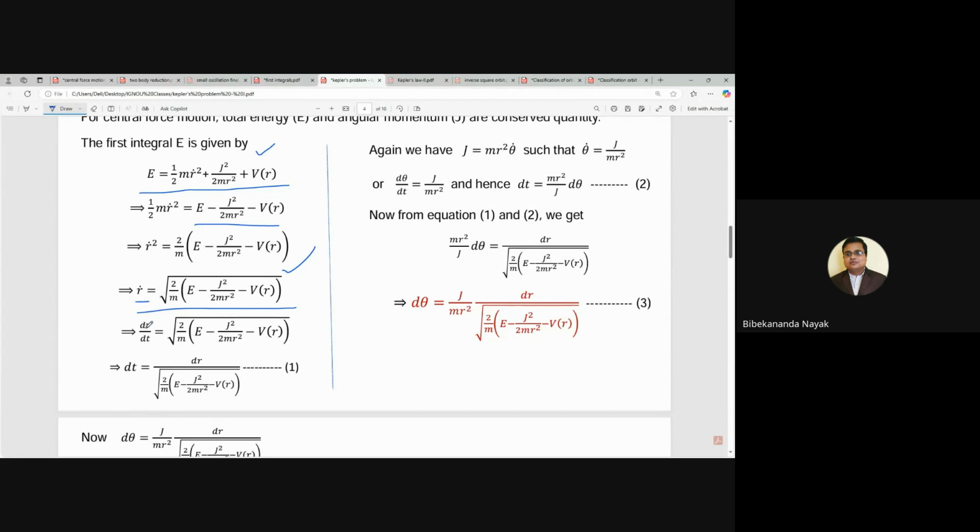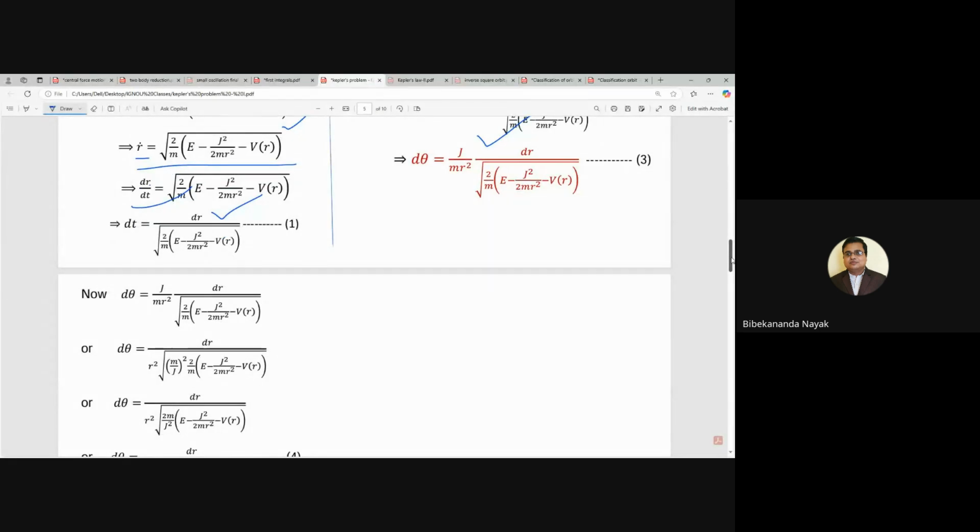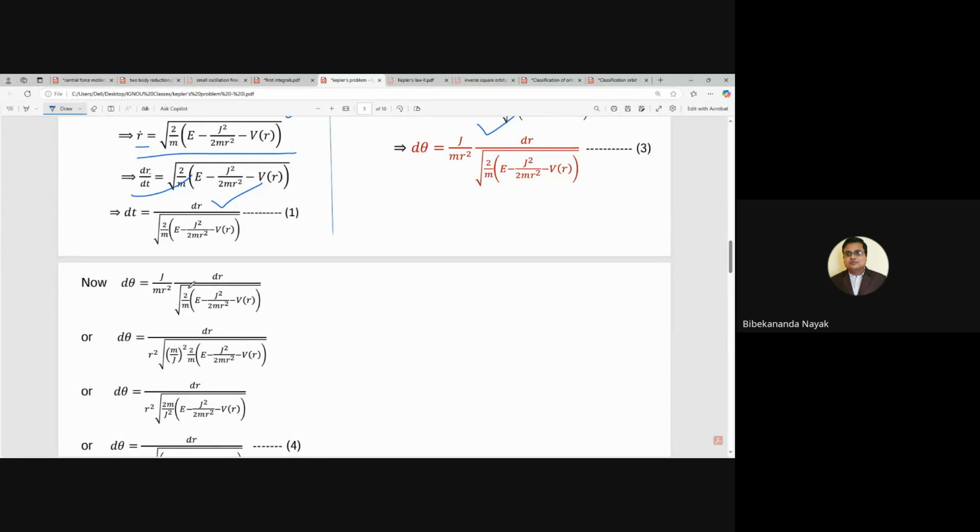But r dot is equal to dr by dt. So dt is equal to dr over that expression, by cross multiplication. Again, we have j is equal to m r squared theta dot. Theta dot is equal to j by m r squared. Theta dot is d theta by dt, so dt is equal to m r squared by j d theta. In both, the left hand side is dt. Now equating the right hand sides, we find d theta is equal to j by m r squared times this quantity.